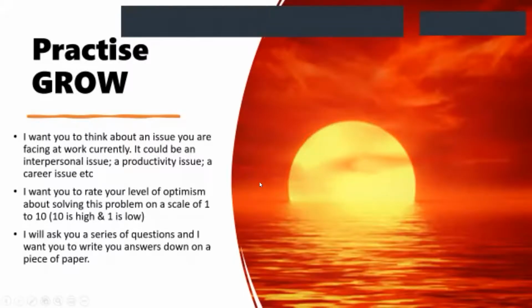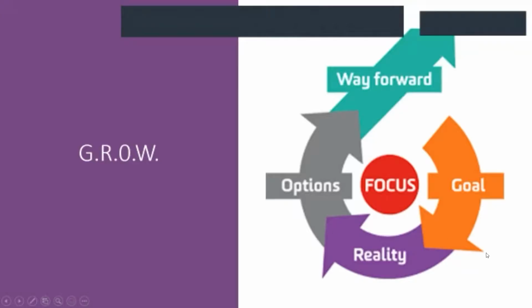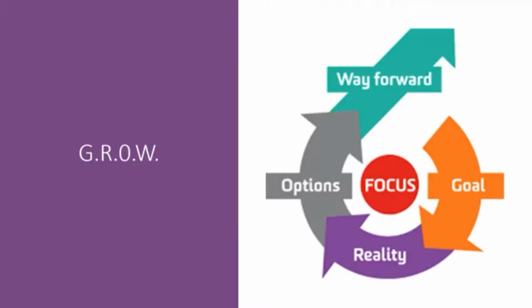Okay, let's move on to the next session. So you can see from the piece of paper that you wrote this on, G stands for grow. G stands for goal, I should say. R stands for reality. O stands for options. And W stands for way forward, or sometimes people might say what next. So anyone can remember GROW.